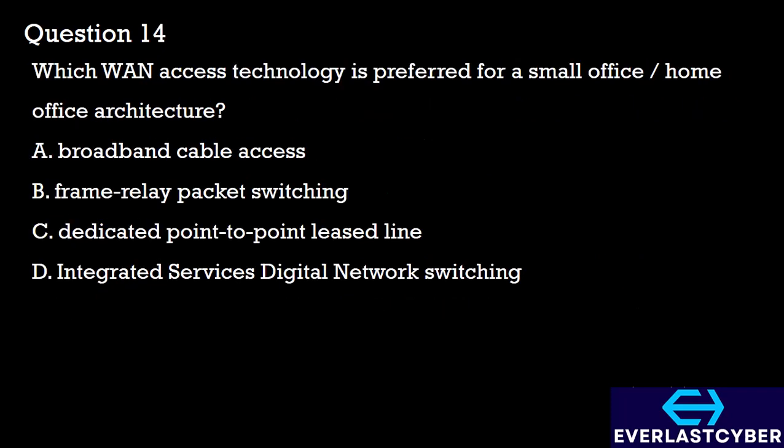Question 14. Which WAN access technology is preferred for a small office home office architecture? A. Broadband cable access. B. Frame relay packet switching. C. Dedicated point-to-point leased line. D. Integrated services digital network switching.